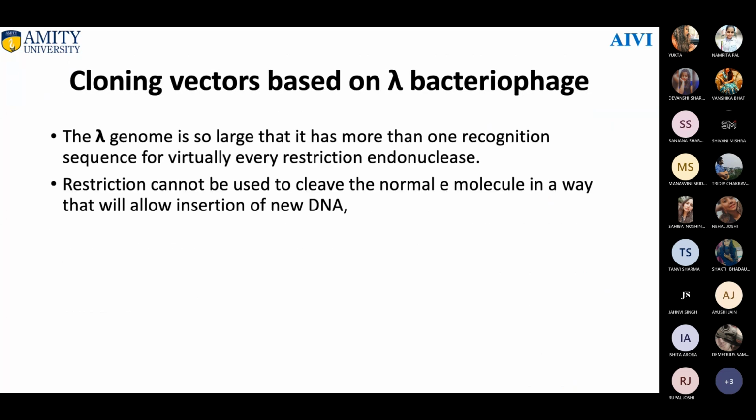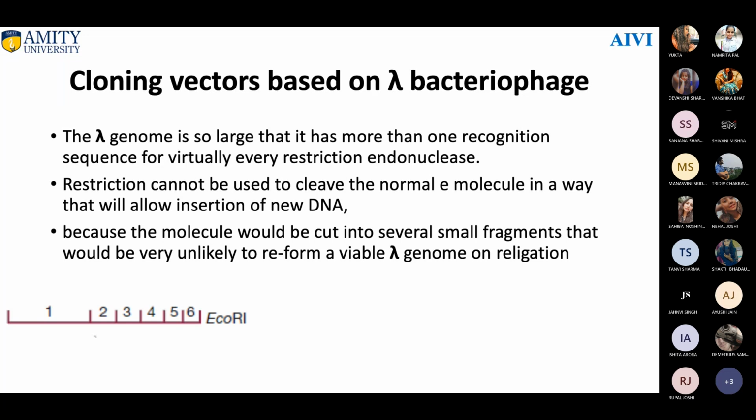And so what do we do in that case? The lambda genome is so large that more than one recombinant sequence is virtually cut by every restriction enzyme. One property you need from a restriction enzyme is that you don't want multiple sites for a single enzyme. You need only one site for one enzyme, but here you can get more than one recombinant sequence also.